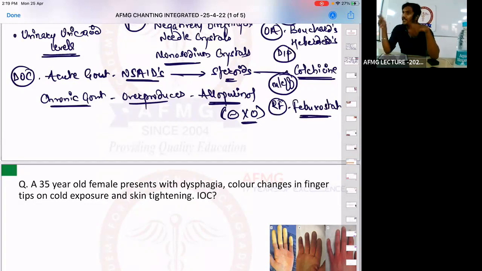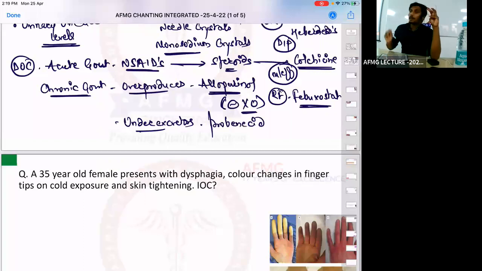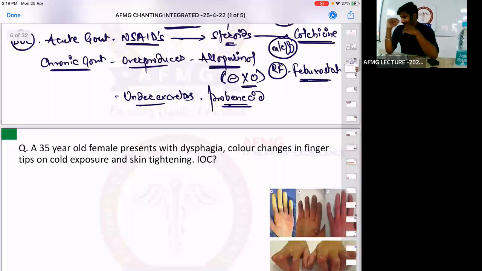But if the patient has renal failure, febuxostat. And if the patient is an under-excreter, the drug of choice would be probenecid. The drug of choice is probenecid. ठीक है? Extra is ये MOK exams में आता है usually.